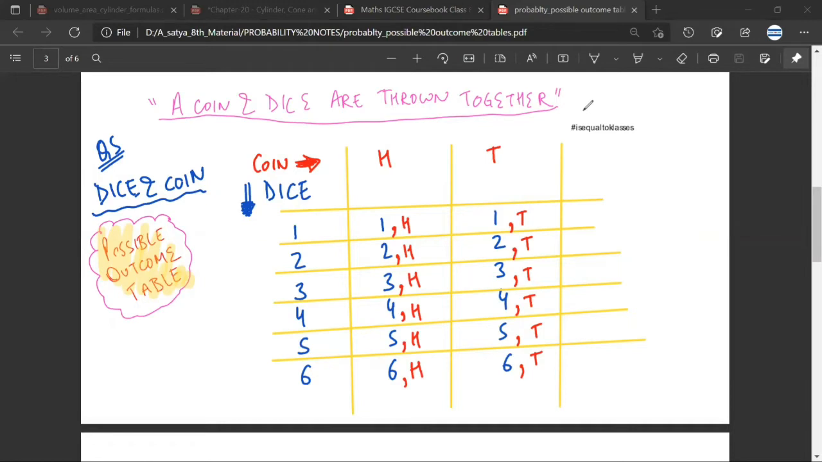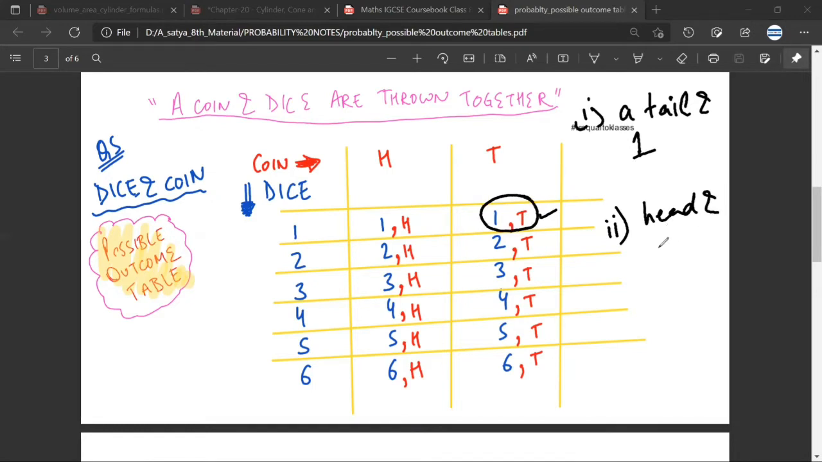So the first question is a tail and 1. So I need a tail and I need a 1. So how many possibilities are there, Satya? How many possibilities where a tail and a 1 is possible? So one. Only this is possible. So what will be the probability? The probability would be 1/12. Any doubt? No doubt, sir.